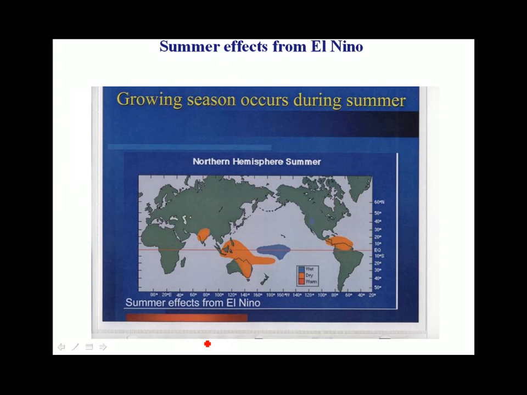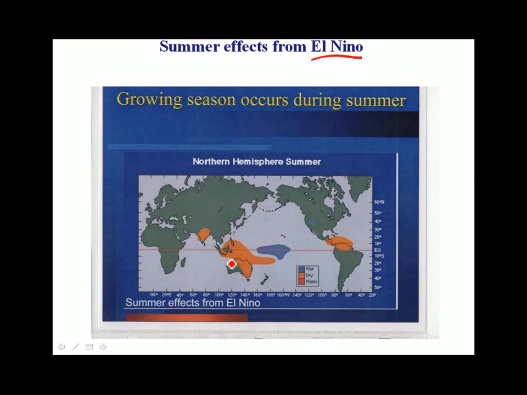Well, if we just look at El Nino alone during the summer, there's not a huge effect. Recall that all of the other types of effects that we looked at earlier were during the winter time. If you look at El Nino during the summer, you see a little bit of wet weather, it looks like over Utah, but that's the only effect in the U.S. Everything else, there's no effect from El Nino.